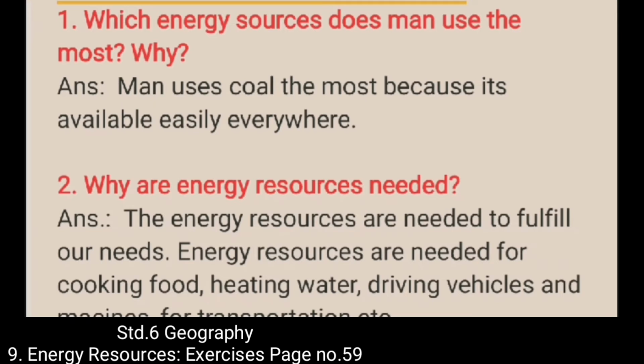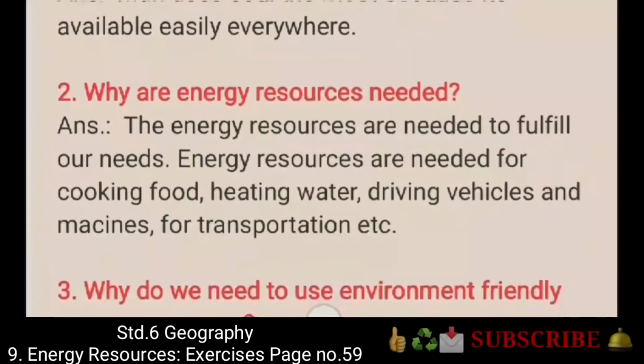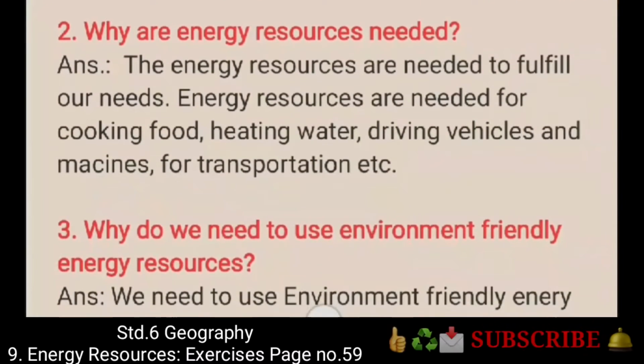2. Why are energy resources needed? The answer is the energy resources are needed to fulfill our needs. Energy resources are needed for cooking food, heating water, driving vehicles and machines, for transportation, etc.